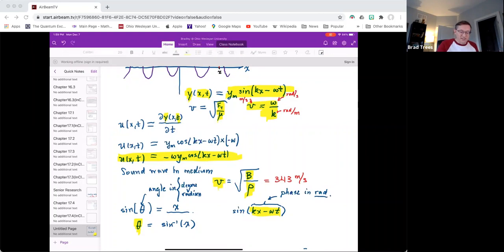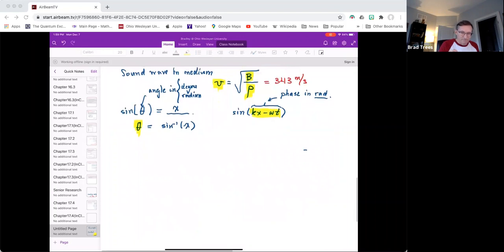Basically, in chapters 15 and 16 and 17, calculator in radian mode. Okay, now I've got another question.